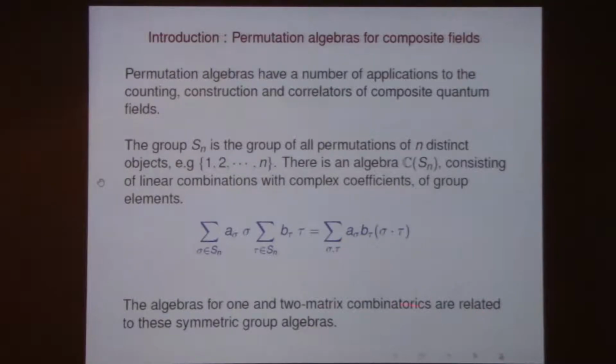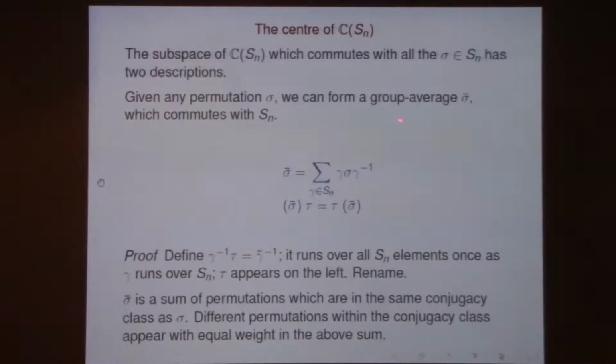So for the problem of one matrix combinatorics and correlators and two matrix combinatorics and correlators, one finds that this algebra and related algebras play a very central role, these symmetric group algebras. So, for the one matrix problem, one algebra which is very important is the center of this group algebra. So this is a vector space with a product. There is a subspace here consisting of linear combinations of group elements which commute with all group elements.